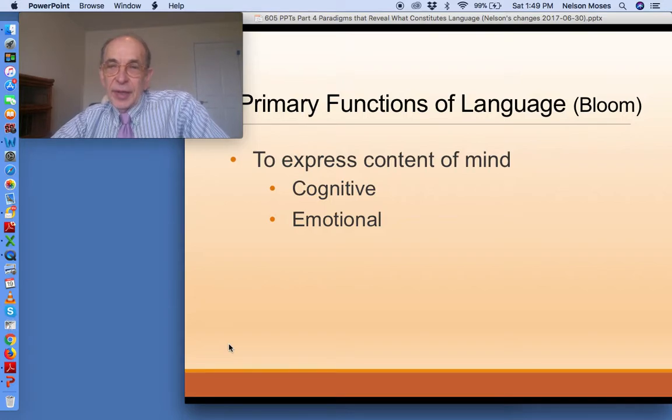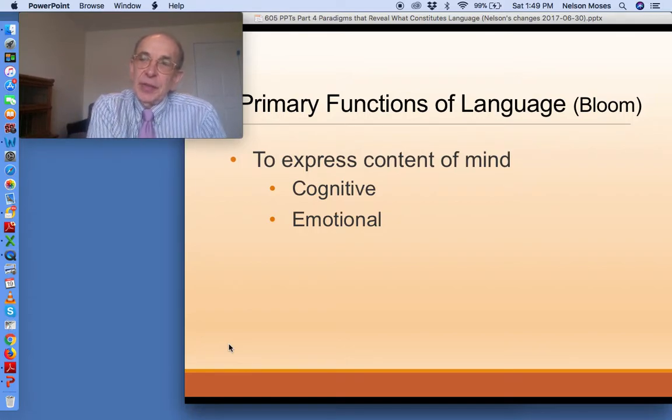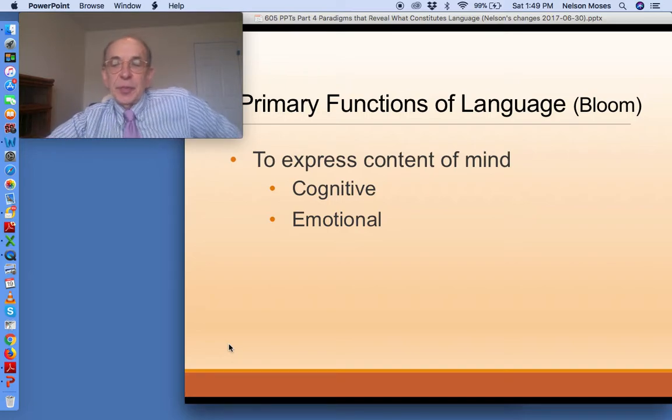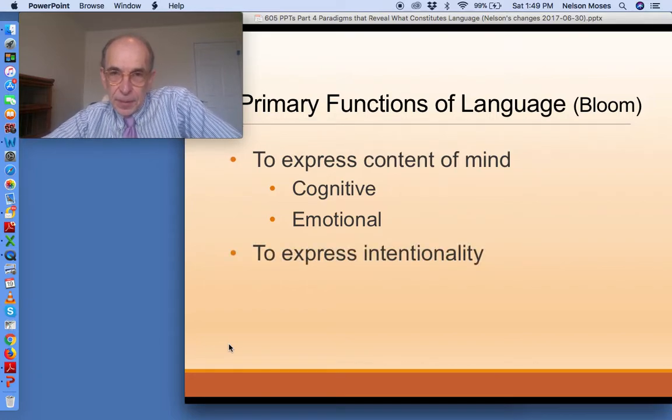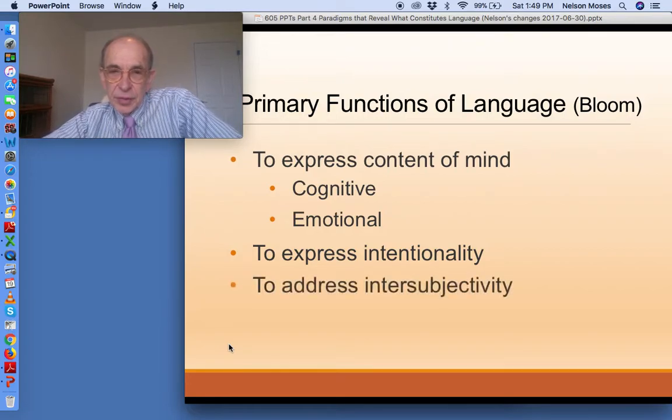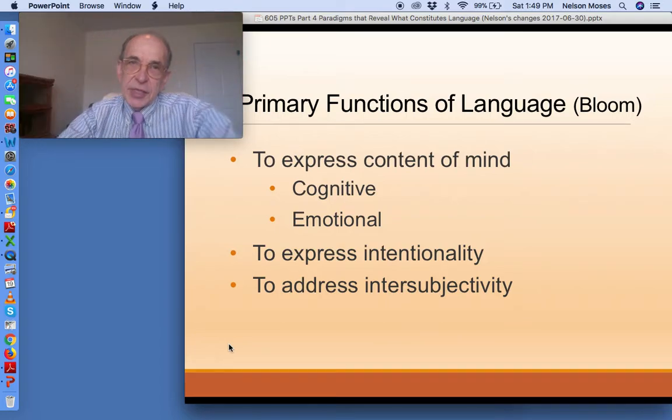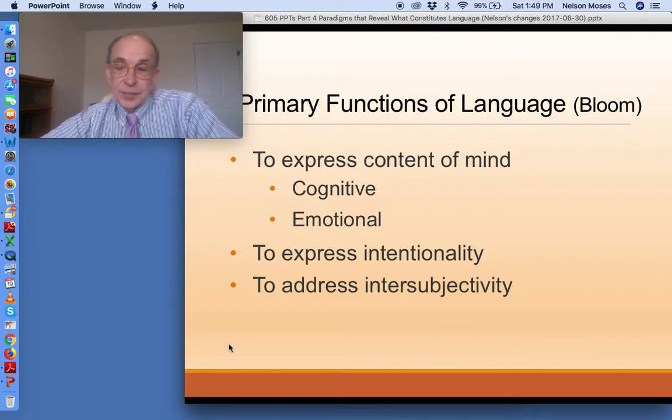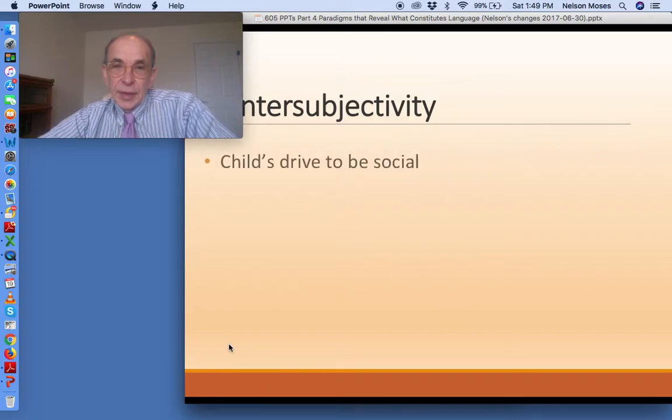And don't forget, remember our last lecture, what were the primary functions of language that we identified according to Bloom? Content, the expression of content of mind, both the cognitive or awareness part and the emotional part, to express intentionality, what we're trying to do, right? What the individual is trying to do, and to address intersubjectivity, that need to socially express content of mind to another, whether it's a significant other, a caretaker, a teacher, instructor, student to instructor, right?